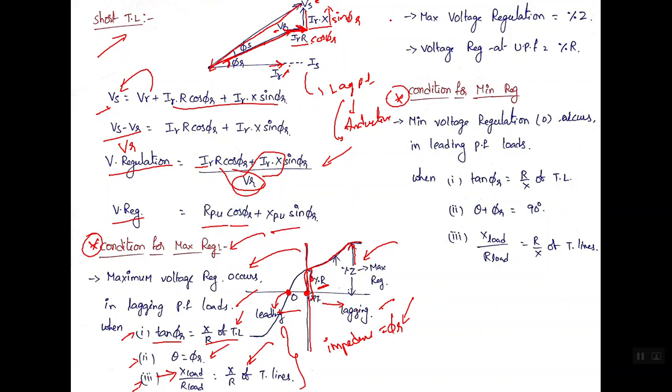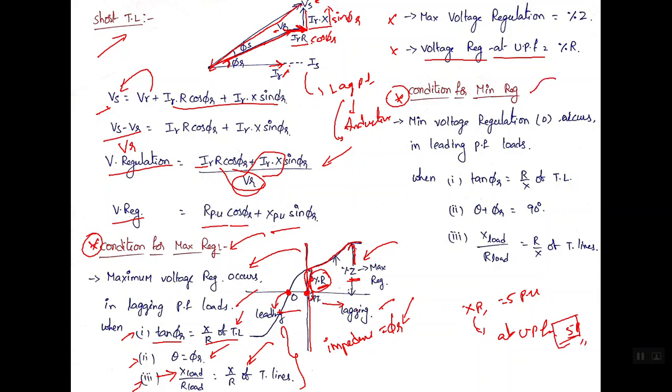Here are two important points. The maximum regulation value is percentage Z or Z per unit. Voltage regulation at unity power factor is percentage R, that is R per unit. In the exams they will give only the percentage R value and ask for the voltage regulation at unity power factor. If they give percentage R as 5 per unit, then the voltage regulation is also 5.